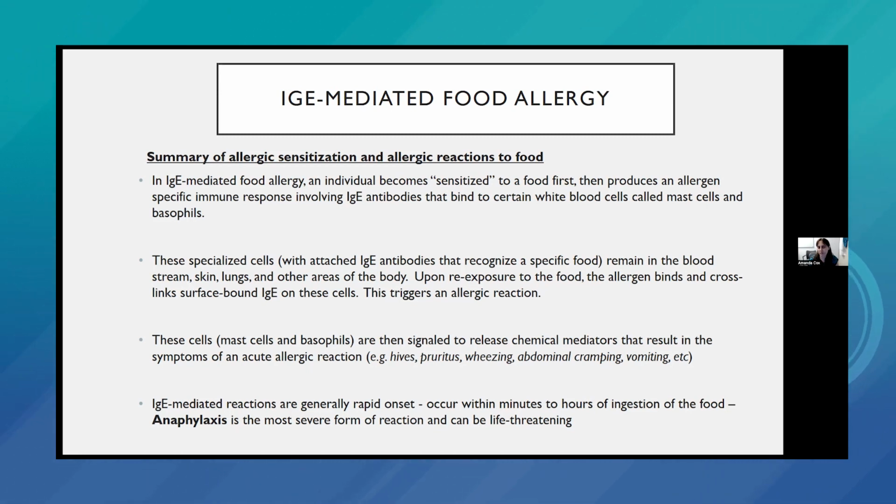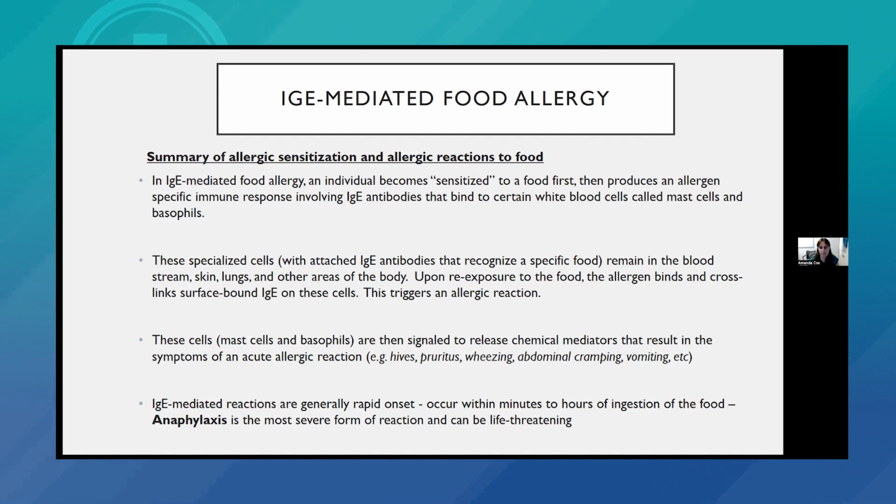And then they produce an allergen-specific immune response involving IgE antibodies. These antibodies bind to certain white blood cells called mast cells and basophils. These specialized cells have the attached IgE antibodies that recognize a specific food, and they remain in the bloodstream, in the skin, and the lungs, and other areas of the body, basically sitting there waiting for the allergen or the food to be exposed to them. This is the same process that happens with allergy to pollen or pets as well. So it's the same process of becoming sensitized to something.